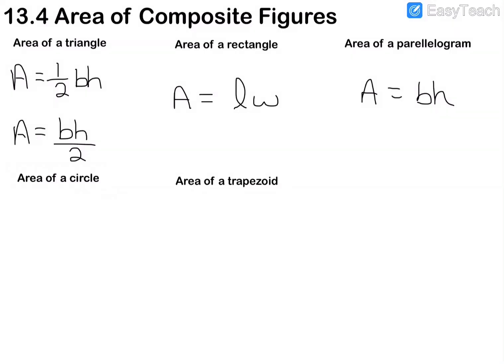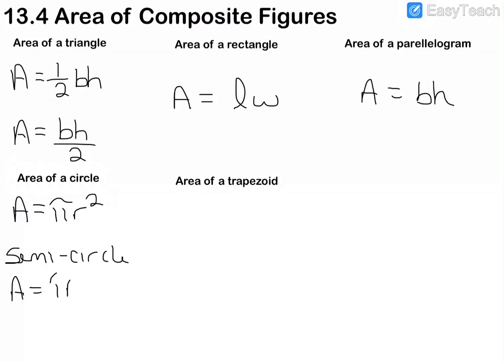Area of a circle is what we just did last week. It's going to be pi times the radius squared. If you want to add in the semicircle here, it would be pi times the radius squared divided by 2.